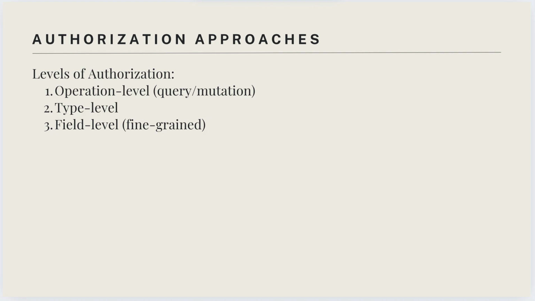Authorization can be implemented at various levels. Operation: can the user run this query? Type: can the user access this type of object? Field: can the user see or mutate this specific field? Fine-grained controls come from field level enforcement.